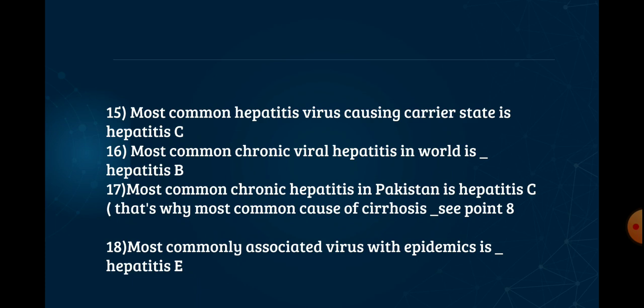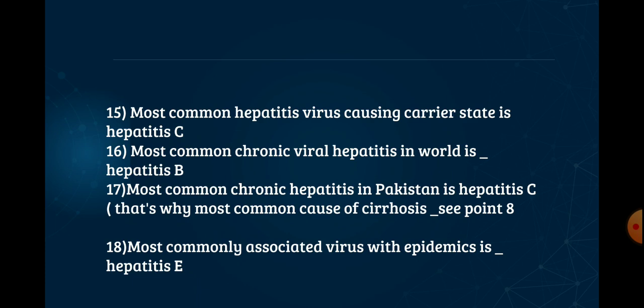Most common hepatitis virus causing carrier state is hepatitis C. So, C for carrier, C for chronicity. Carrier is also by hepatitis C. That carrier state can lead to further cirrhosis as well. So, C for carrier, C for cirrhosis.